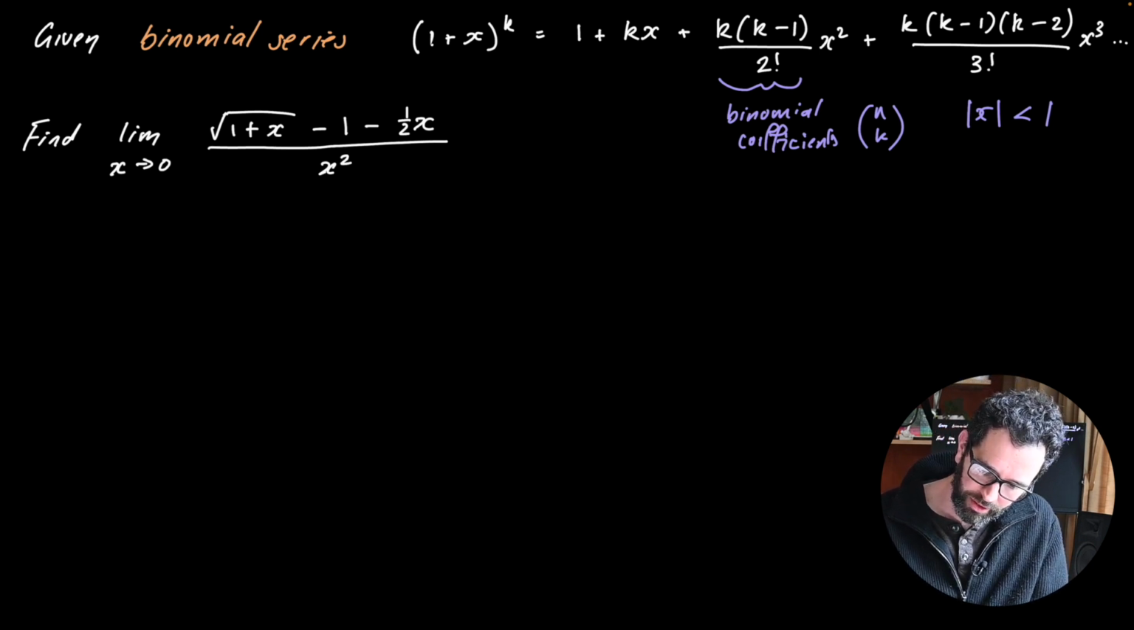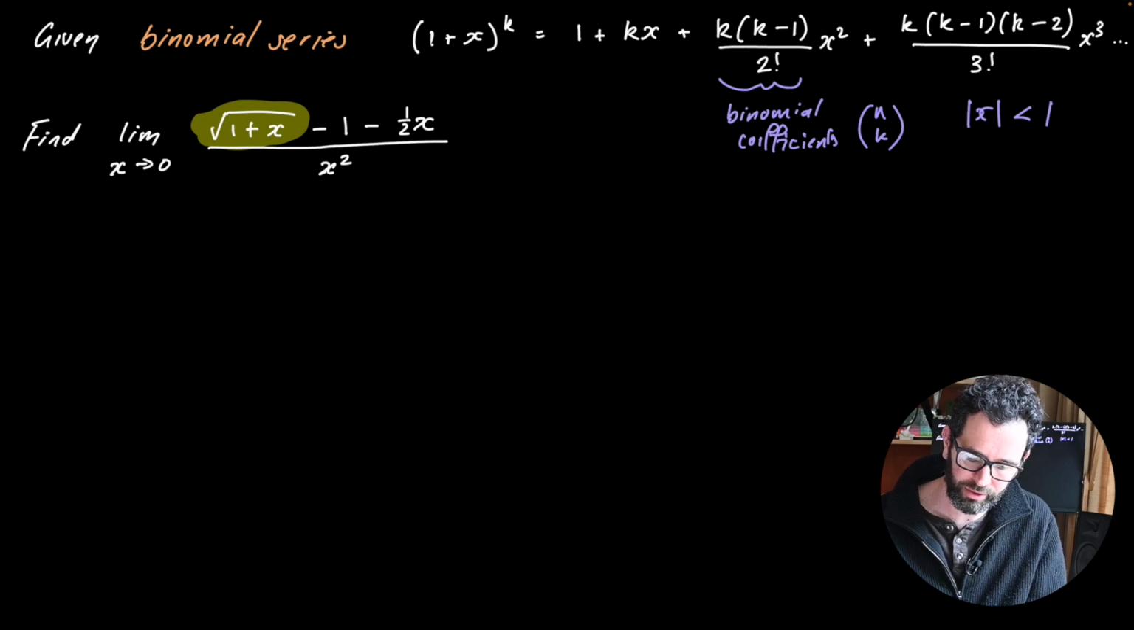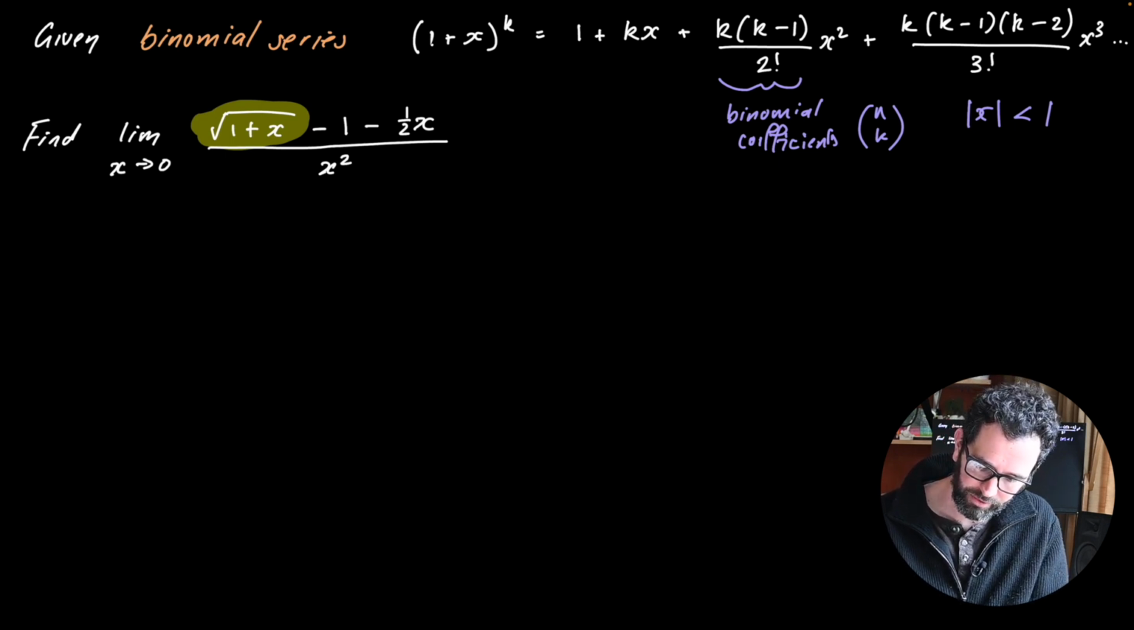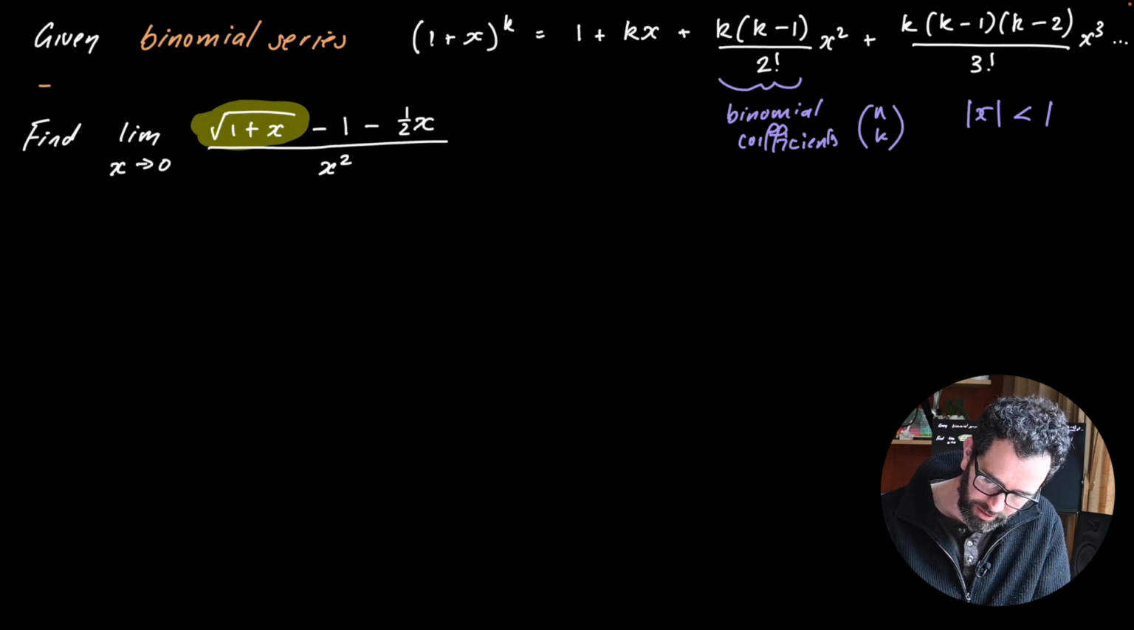So what we're going to do is we're going to take our square root of 1 plus x term, and we're going to replace it with its series, and then apply the limit and see what happens. Okay, so how is this binomial series relevant to this is also another question that might come to mind. So let's just partition that off slightly.